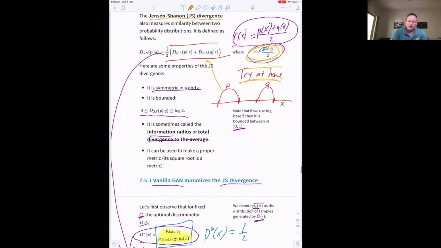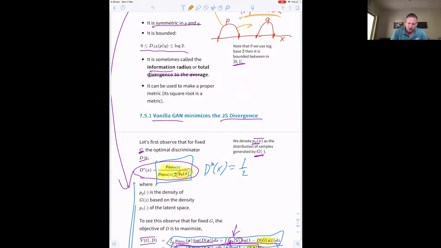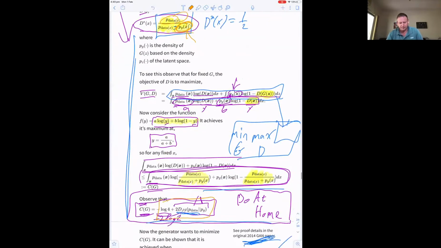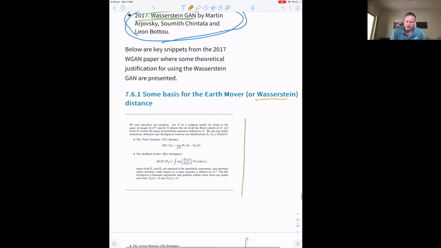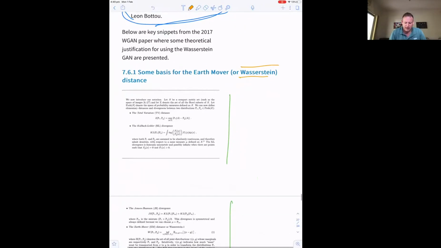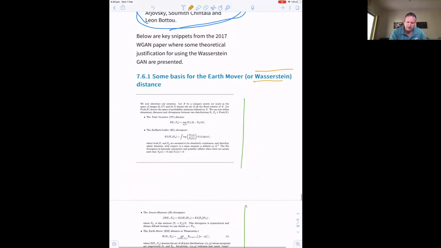So when you're using the Jensen-Shannon divergence, you have no mechanism in the gradient descent to nudge the probability distribution of, say, PG, because this is the thing you're moving towards P data. The story of GAN is you want to nudge PG towards P data as you're training. Now, the story of the Wasserstein metric is that it does do that. And here, these are bits from this paper.